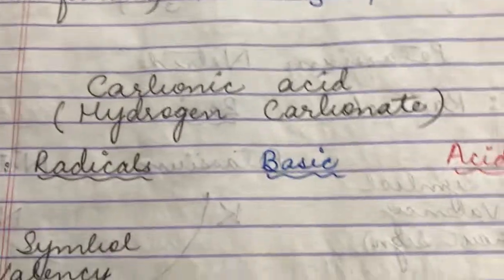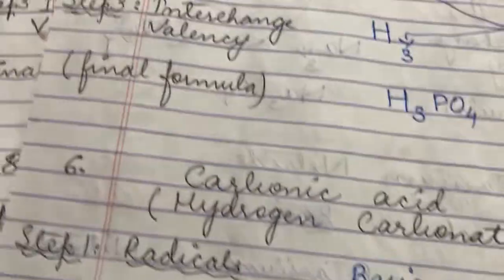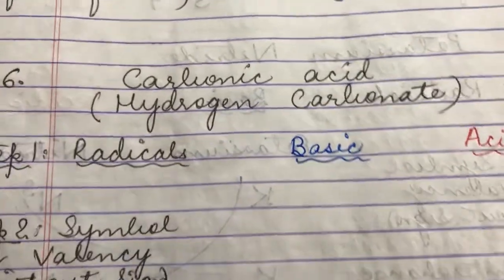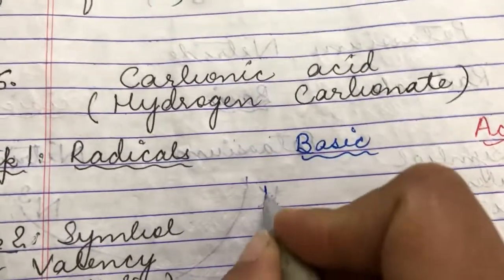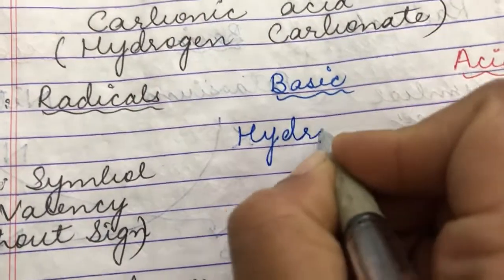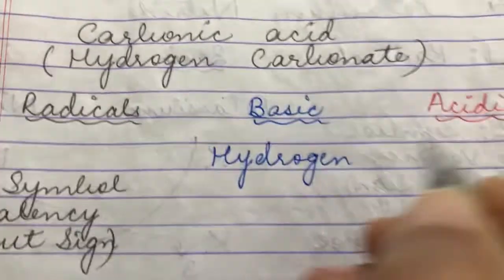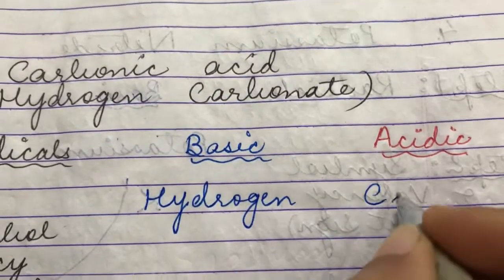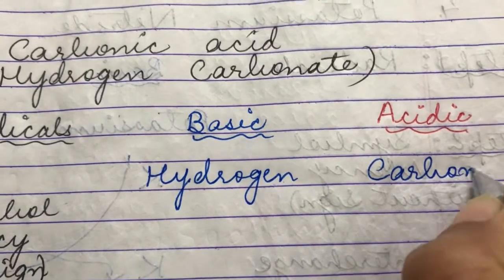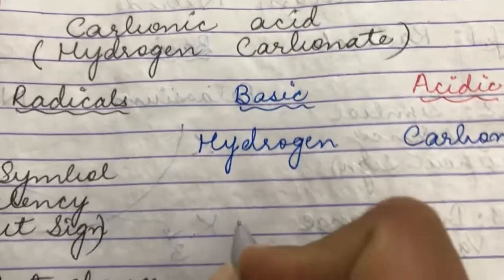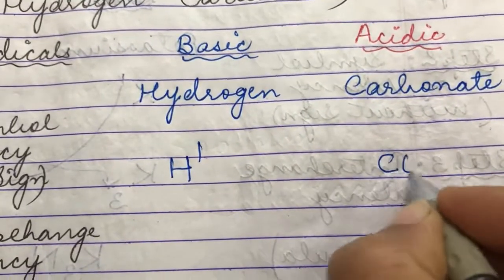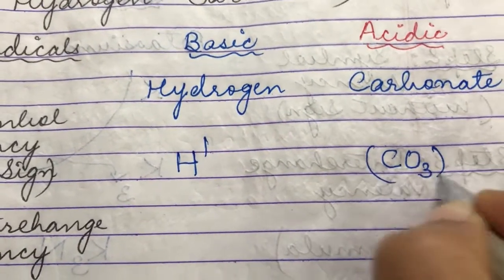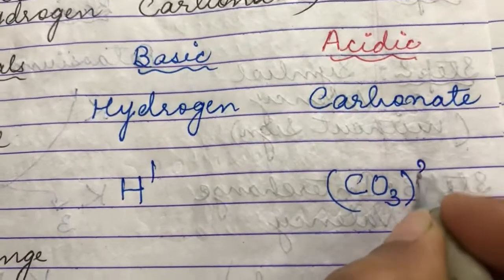Let's take the next case, carbonic acid. Carbonic acid is also known as hydrogen carbonate. So the radicals present, basic radical, again here present is the same radical, hydrogen. The acidic radical present here is a carbonate. The symbol of hydrogen is H, its valency is 1. Carbonate is C capital O capital 3 in the subscript, CO3, its valency is 2.